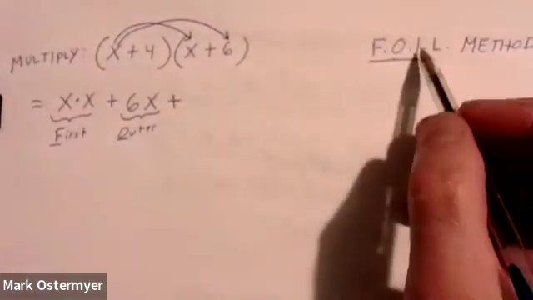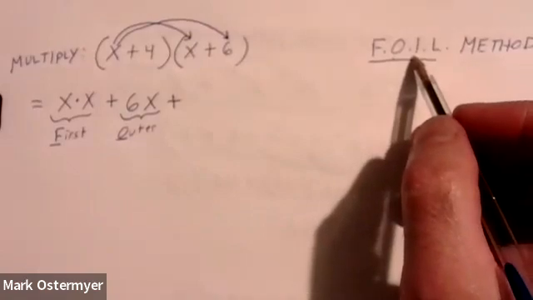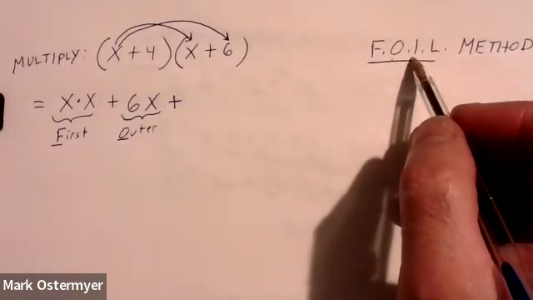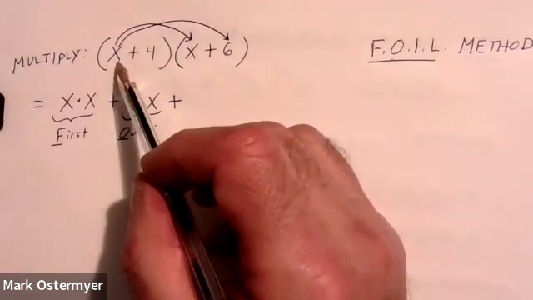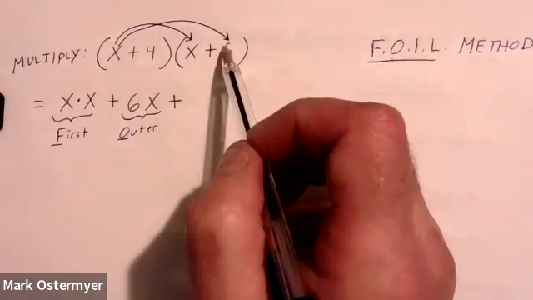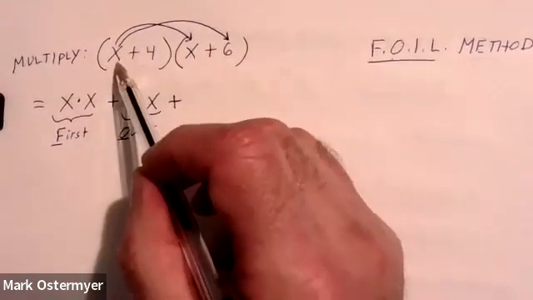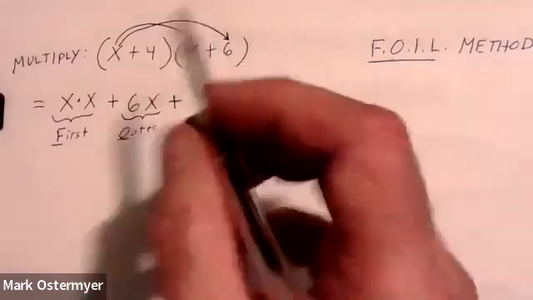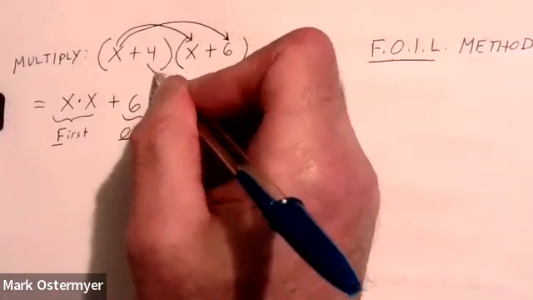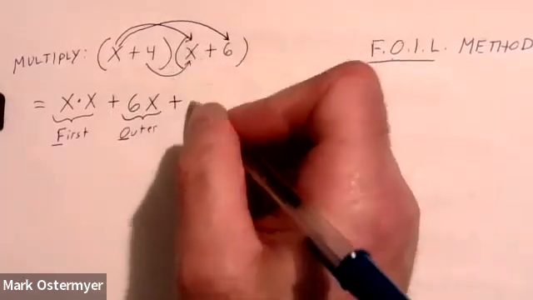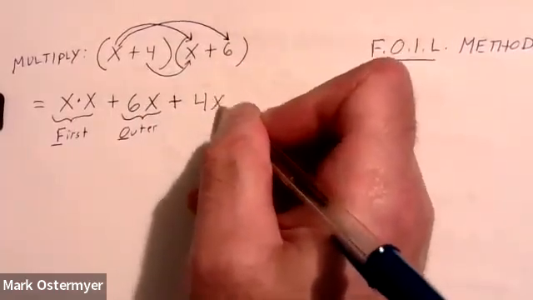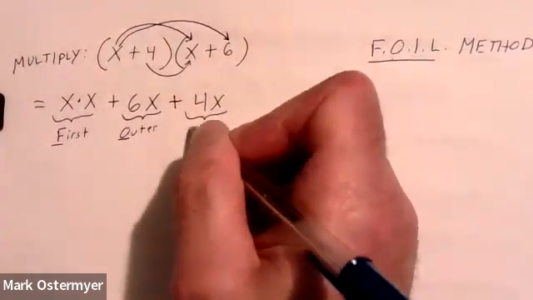Plus, the letter I in the word FOIL represents the product of the inner terms. Those are the terms that are closest to each other. Notice we've exhausted all the products with our first term x of the first binomial. We multiplied it by both terms of the second binomial. So we're done with this x. We move to the positive 4 now. The positive 4 now will be multiplied by the x next. So 4 times x, 4x. That represents the product of the inner terms of the binomial. Inner terms.